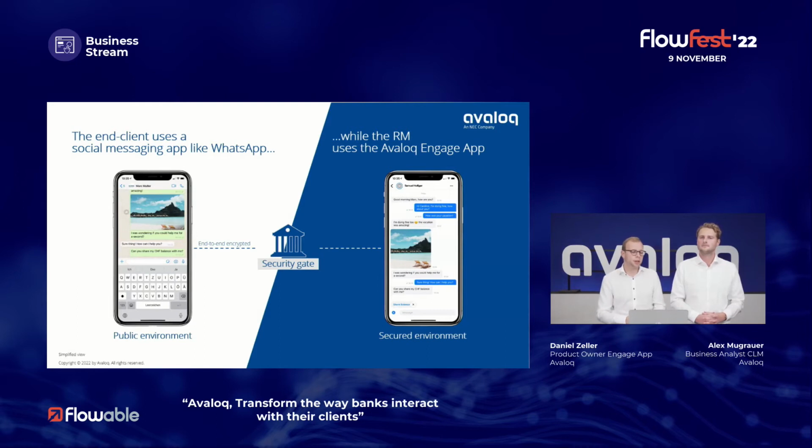We actually already heard it today in some of the previous presentations of this FlowFest. Everybody has a phone, obviously. Everybody uses them. Everybody has a social messaging app. We take WhatsApp as an example, but it could also be a different one. And of course, it is also something that is being used between a bank advisor and their clients. The problem, among others, is that we don't really have these records as a bank anymore if an advisor uses a private account, for example a WhatsApp account.